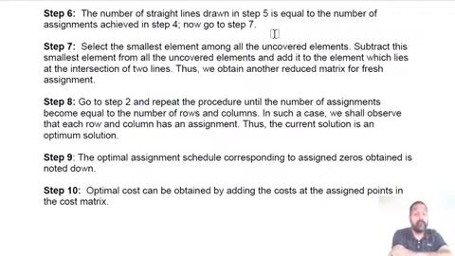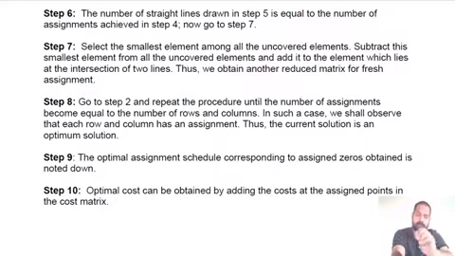Remember I told you this? You have to cover all the zeros by drawing the minimum number of lines. Who decides what the minimum number of lines is? Well, the number of assignments should be the number of lines. We go to step 7. Select the smallest element among the uncovered elements. Subtract this smallest element from all the uncovered elements. Add it to the elements which lie at the intersection of two lines. Thus, we obtain another reduced matrix for fresh assignment.